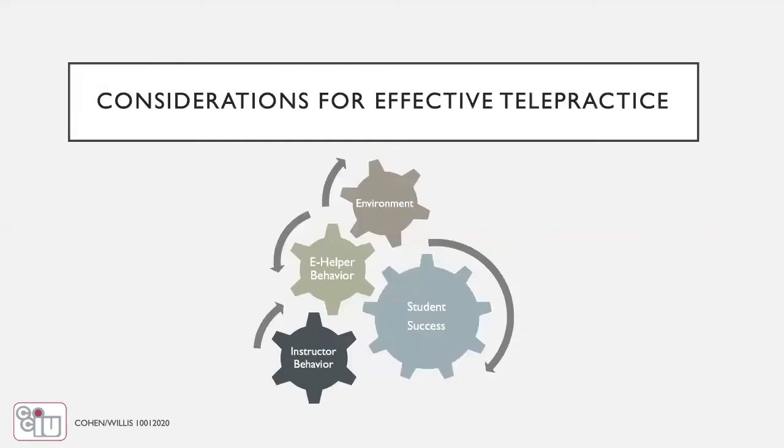In summary, the 3 key areas for establishing student success via telepractice are environmental considerations, eHelper behavior, and instructor behavior. We recommend you reflect on your sessions to determine how you might modify these 3 key areas in order to make telepractice with your students as effective as possible.